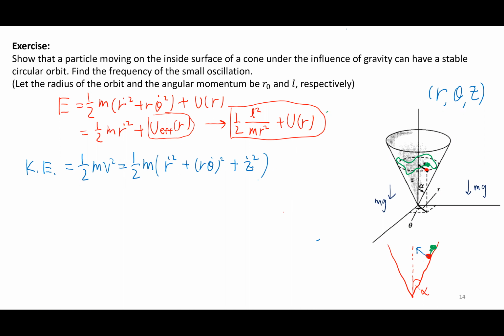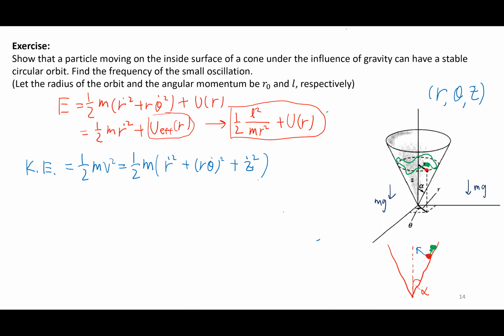So, but one thing is the constraint, right? Because the particle is always moving along the surface of the cone, we do have one constraint that can eliminate one coordinate variable, right?